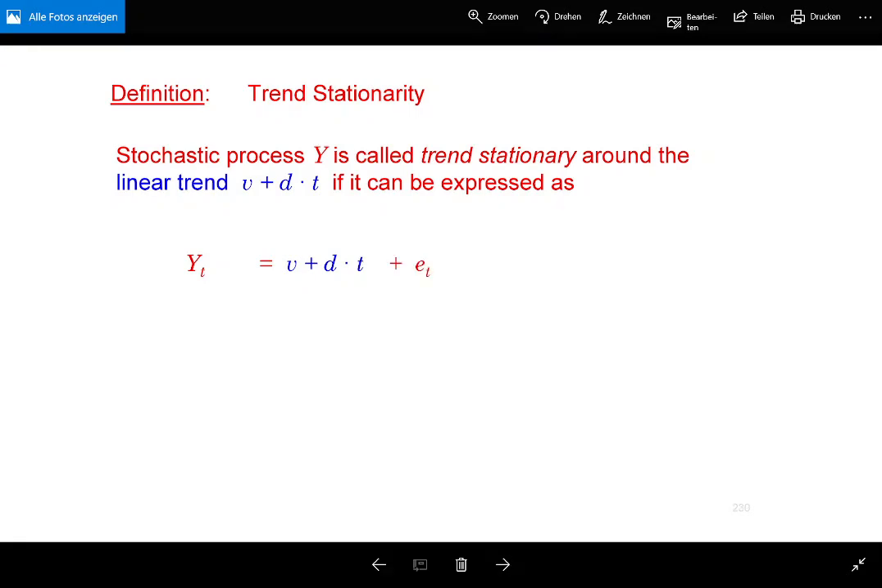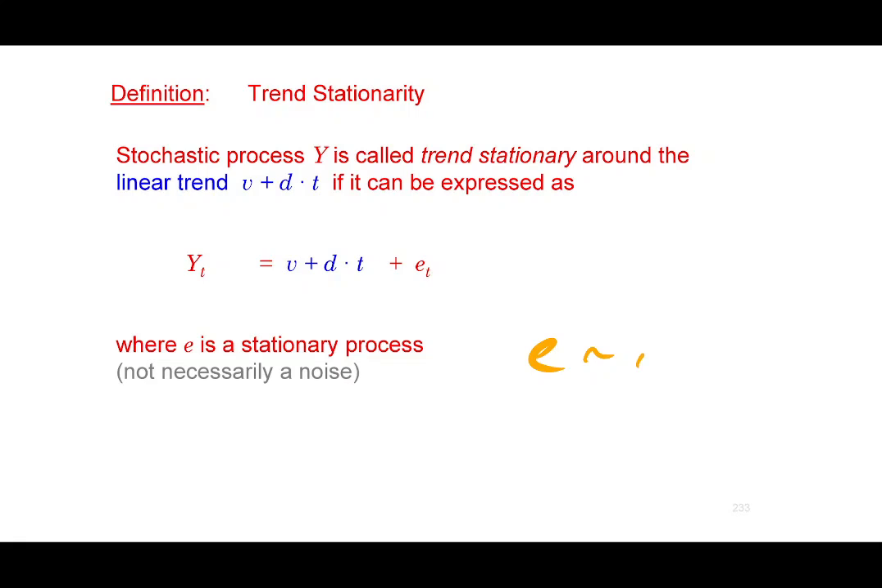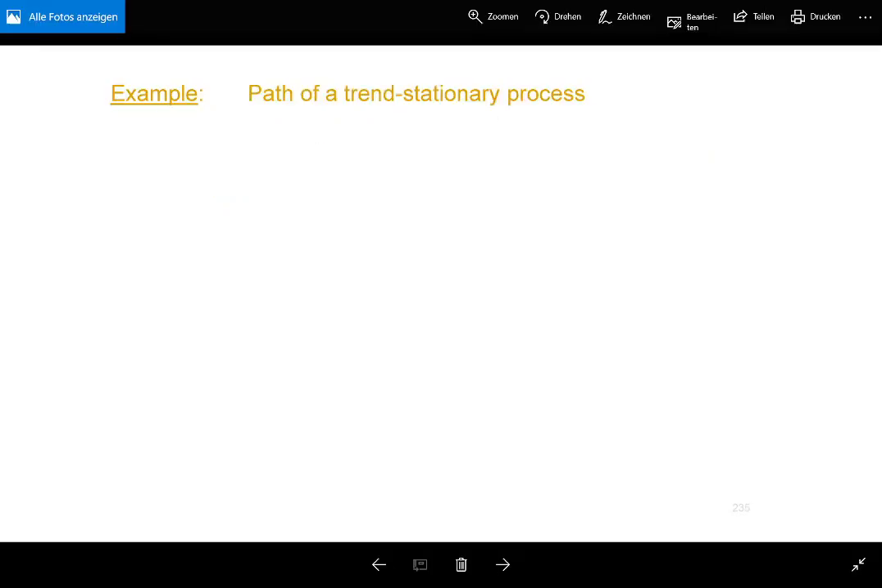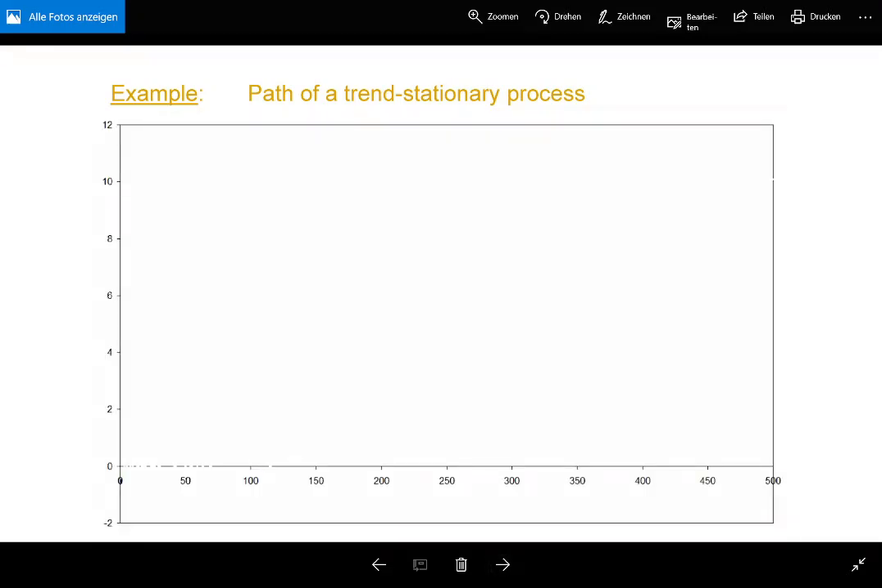Now keep in mind, guys, this is not a noise. That is just a stationary process. It can be a noise, of course, because a noise is stationary, but it's not necessary to be a noise. Some sort of stationary process. It can maybe be an ARMA process. So if it's an ARMA process, but a stationary one, then this process would be a trend-stationary process. So if the linear trend was taken out of consideration, then you would get a stationary process back. So if you want to see a path of a trend-stationary process, here it is.